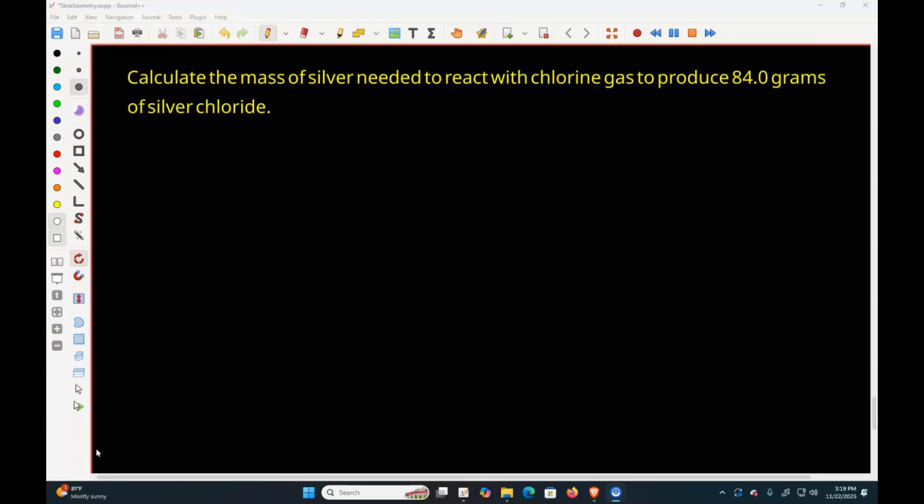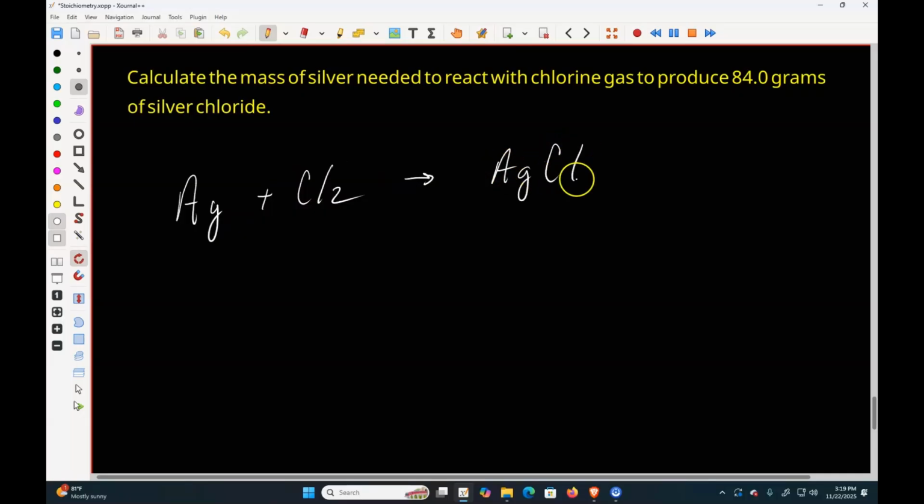Calculate the mass of silver needed to react with chlorine gas to produce 84 grams of silver chloride. So we'll say silver plus chlorine yields silver chloride. Okay, I'll put a 2 and a 2. That should be balanced. I have 84 grams of silver chloride. I'm looking for the mass of silver.